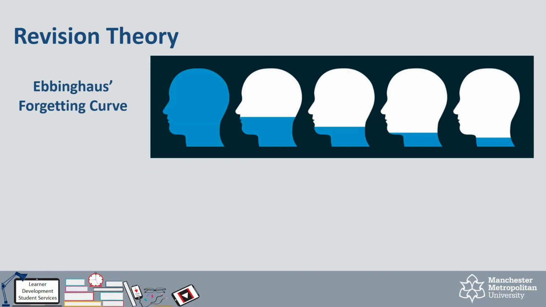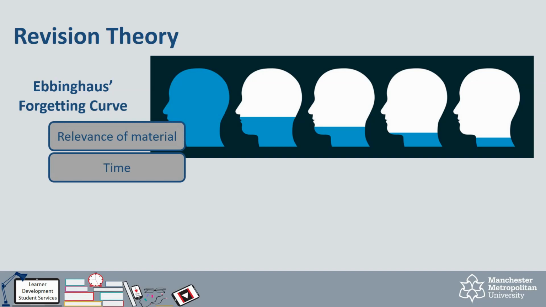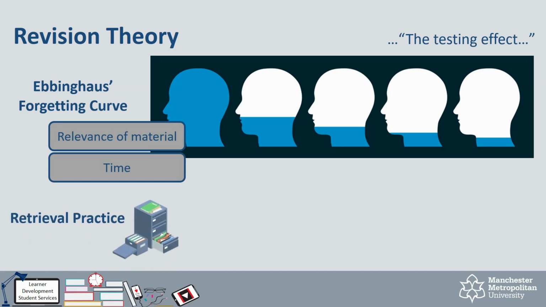There are two contributing factors to whether something will be forgotten. That is the relevance of the material to the person and also time. Ebbinghaus determined that revisiting this material improves the rate of decline and thus strengthens the memory. He came upon what is now known as the testing effect. You may find the testing effect is referred to as retrieval practice. Retrieval practice is the planning of frequent and deliberate retrieval opportunities.